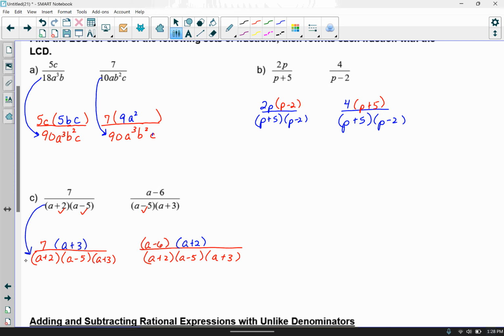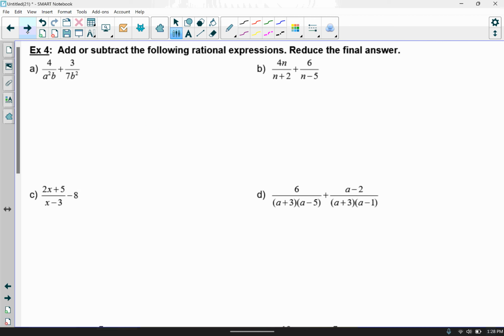Okay, so if you will, flip it on over to the last page. I'm going to do a few of these back here with you. I'm going to start with letter A. It says add or subtract the following rational expressions and be sure you reduce your final answer. In letter A, I want to add these two expressions. They don't have the same common denominator, so I need to get one.